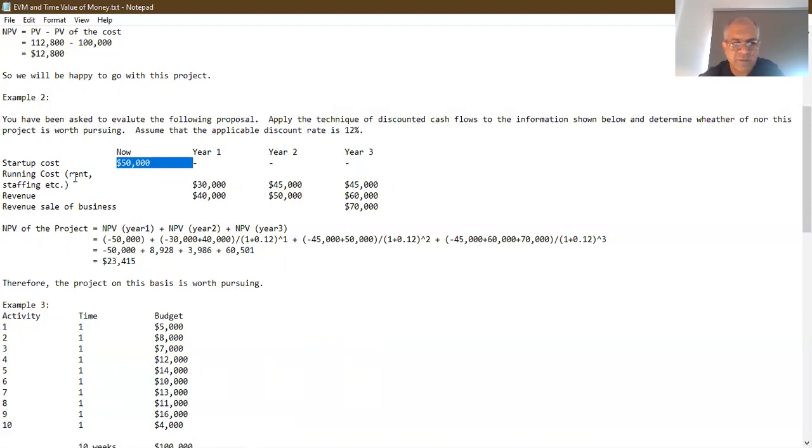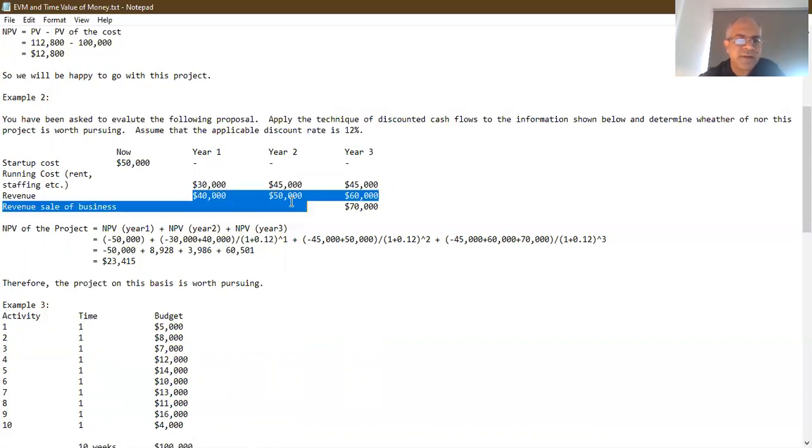The running cost of this project, it could include things like rent and staffing and material, etc., has also been assumed. So let's assume that we're going to spend $30,000 in the first year, $45,000 in the second year, and then $45,000 in year three. So these are running costs. So you have to be clear that this is money that is going out of your pocket, as opposed to money coming into your pocket.